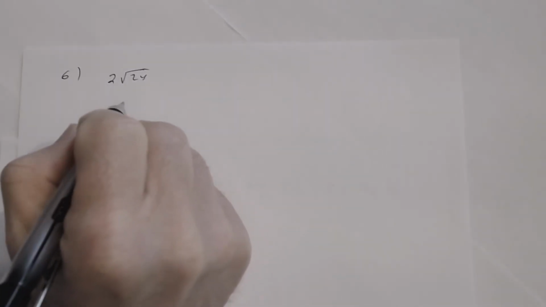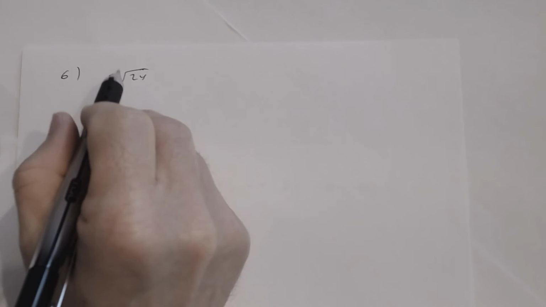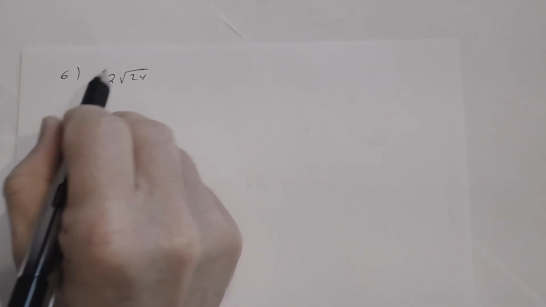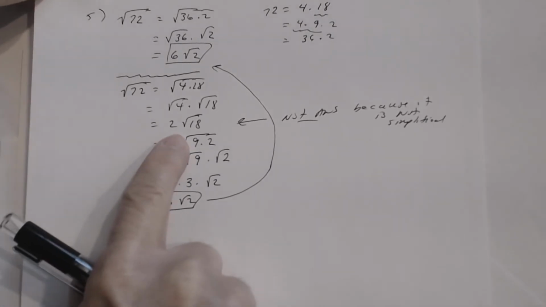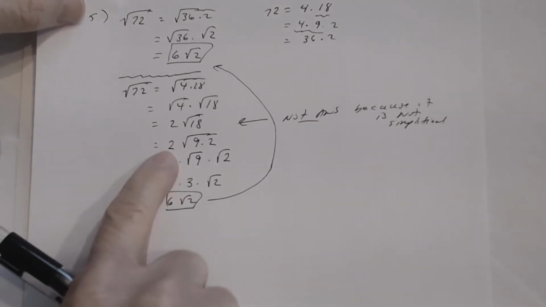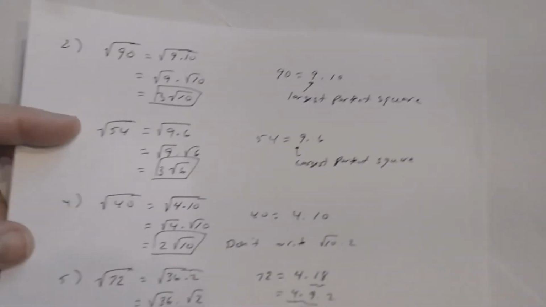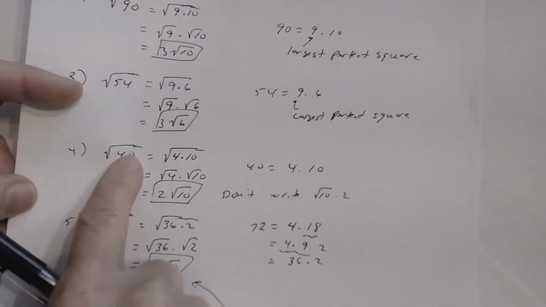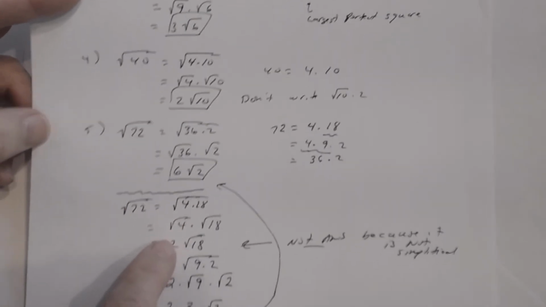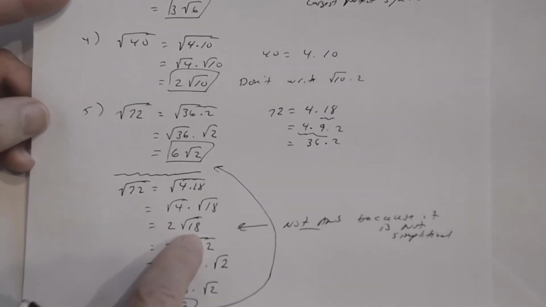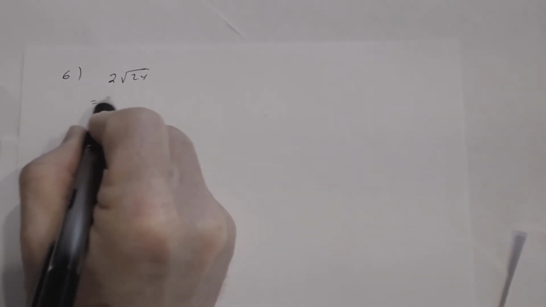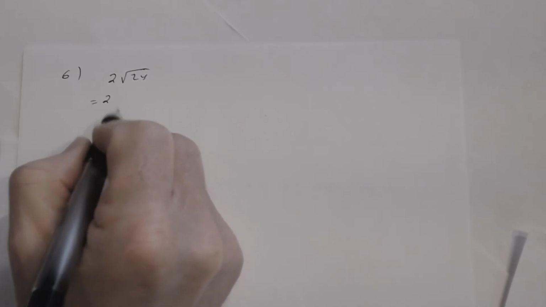Don't let the fact that there's a factor of 2 involved throw you. We even did one a while ago, didn't we? And we know how to deal with this now. We know how to deal with it when it's not just the square root of 90 or the square root of 54 or the square root of 40, but something like 2 times the square root of 18. So basically, you're going to rewrite the 2. Remember, these are all factors, 2 and then the square root of 24.